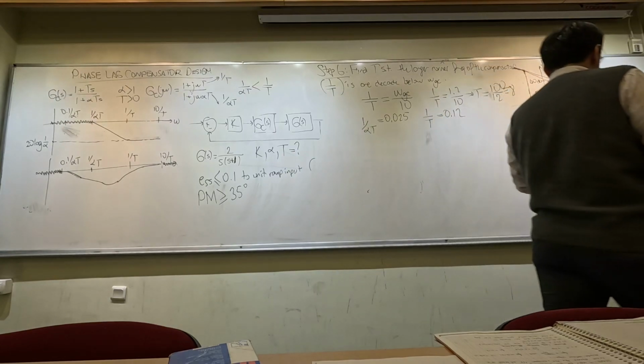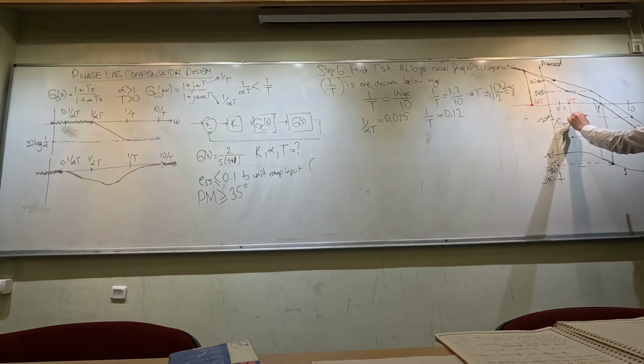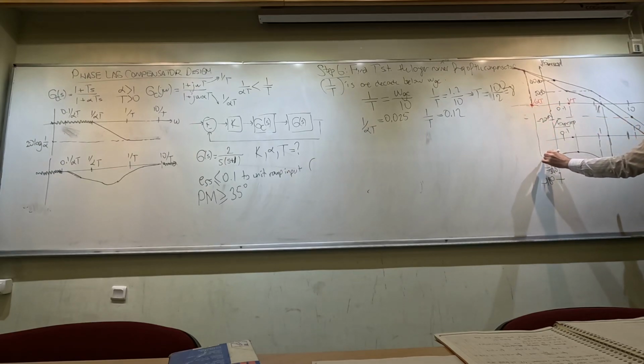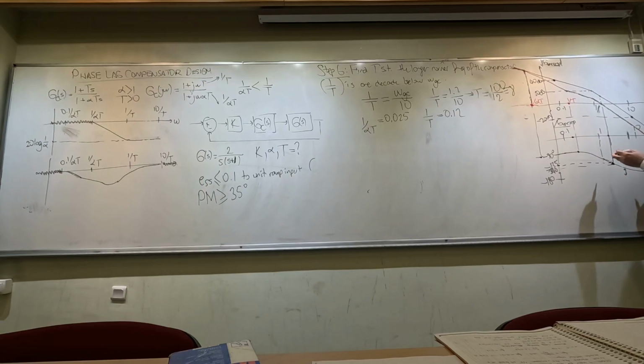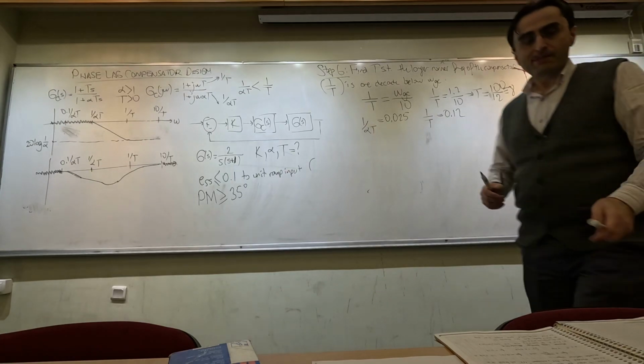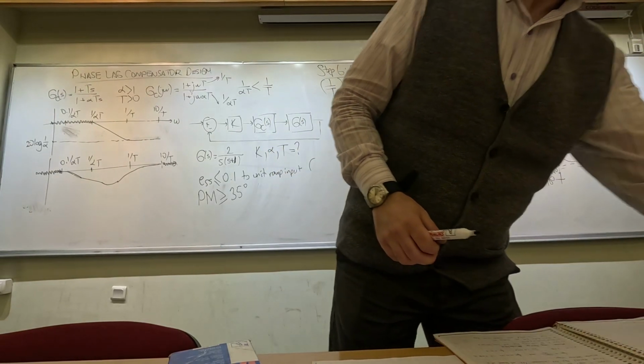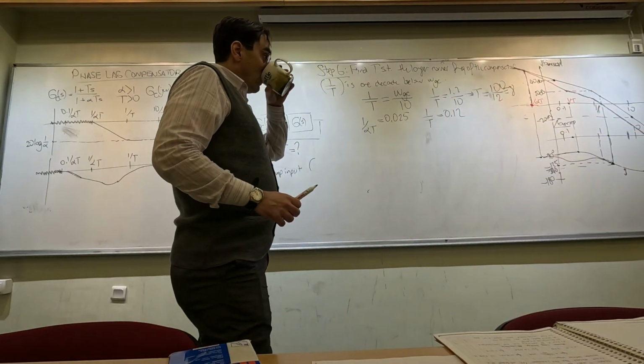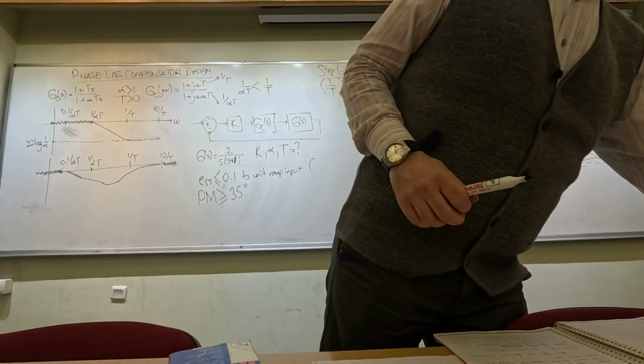When I look at the phase of the same thing, I know that the main phase is between 1 over alpha T and 1 over T here. The phase decrease happens somewhere around here. Because it's not around the gain crossover frequency, we are still fine. Any questions? Yes.